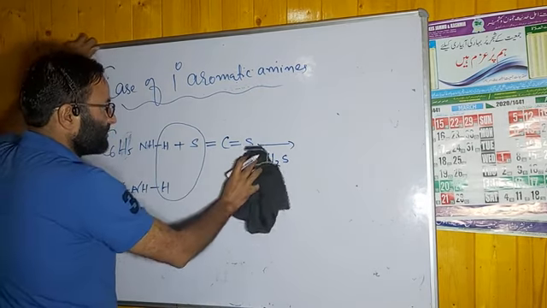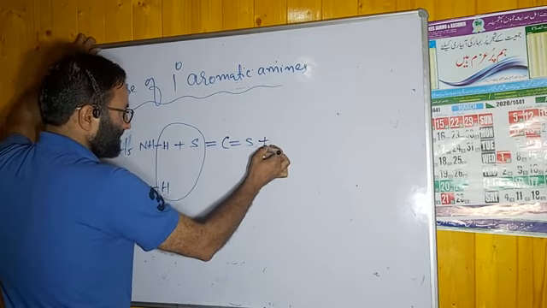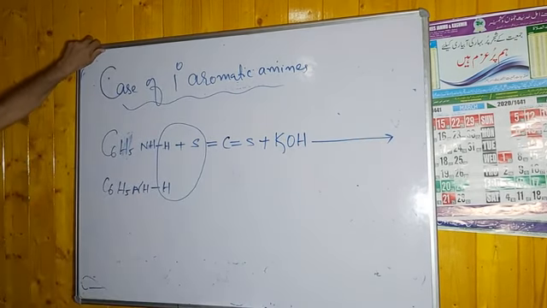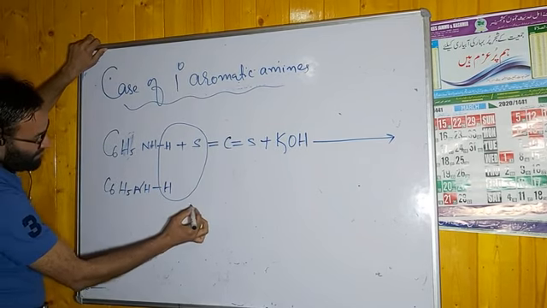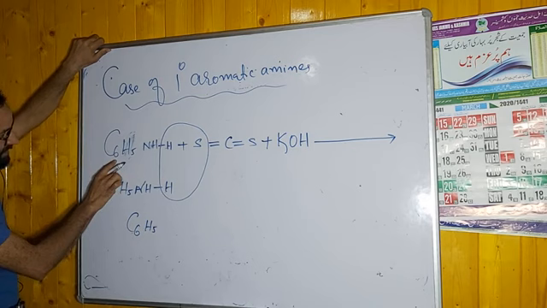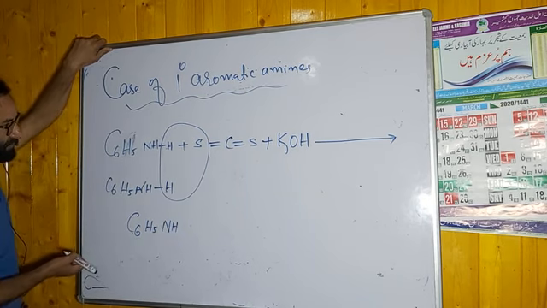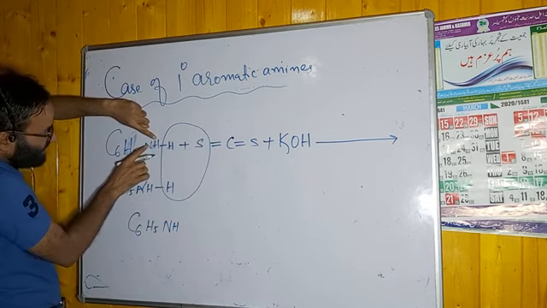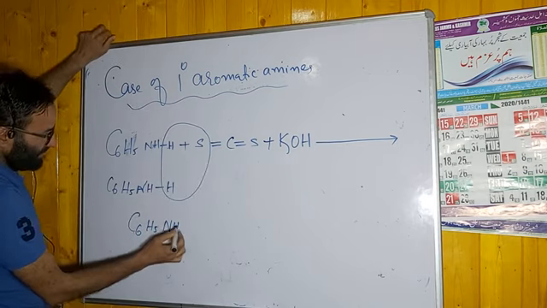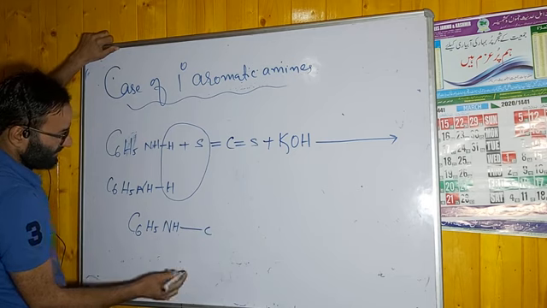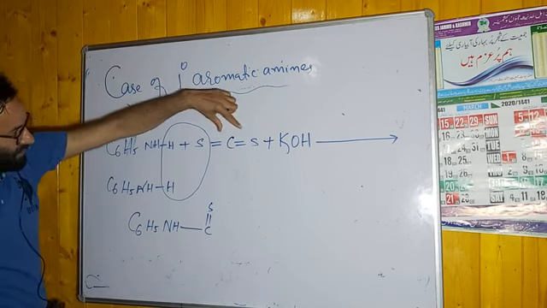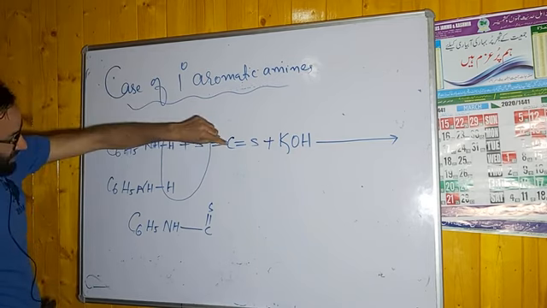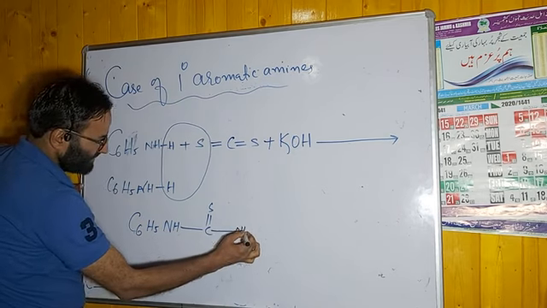And you will also have potassium hydroxide. You have to use the potassium hydroxide. This is the catch. We will see what will happen. You will have C6H5NH. It can form bonds with the carbon because there are two double bonds. One will form a bond with this nitrogen, another with the other nitrogen. This will remain the same. You will have NH.